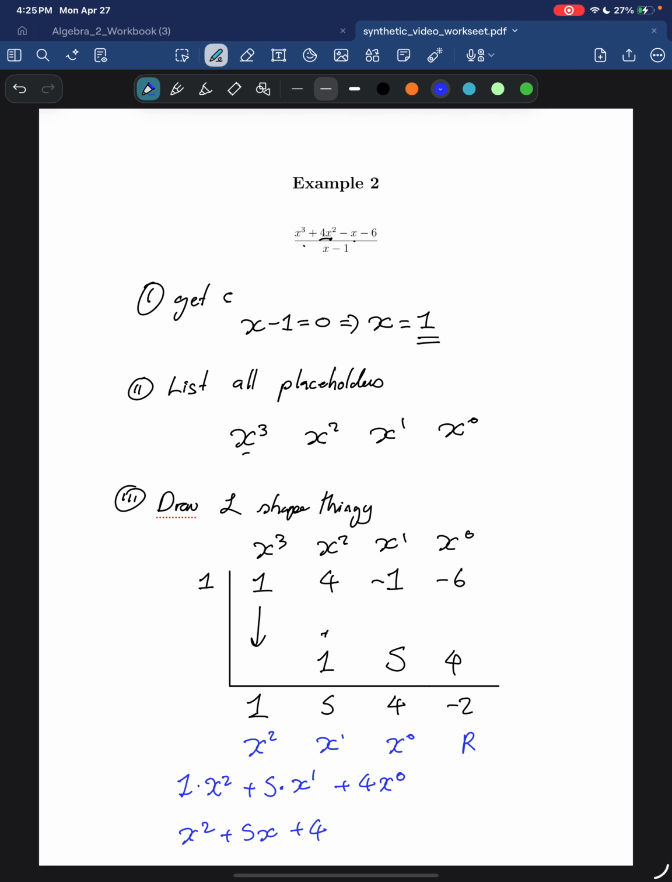I never told you how to deal with the remainder, but it's actually very simple. All you have to do is add it to your equation, and then you divide it by the divisor of the equation, by the denominator. So really what I'm doing here is I see that my remainder is minus 2. It's going to be minus 2 over x minus 1. So that's how you do your remainders. All right? Let's go again.